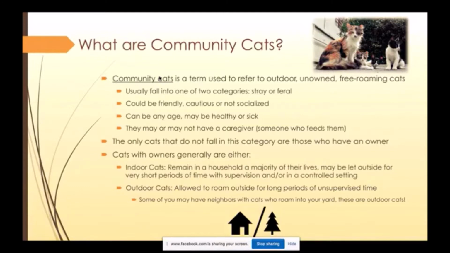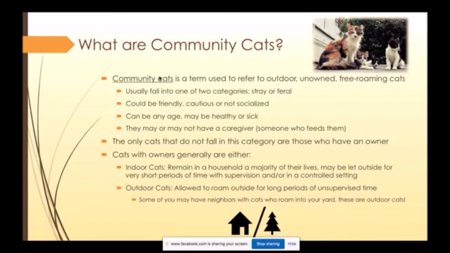We'll get into why that can be a little hazardous, but outdoor cats are allowed to roam outside for long periods of unsupervised time. So that's more like opening your back door and telling your cat, all right, have a great day, have fun, good luck out there. And there's a lot of issues that come from that. It's obviously very dangerous for the cat, but it can be a nuisance to your neighbors, and it's actually illegal in most neighborhoods, at least in DuPage County. So you really should not be letting your cat outdoors unsupervised at any point in time.